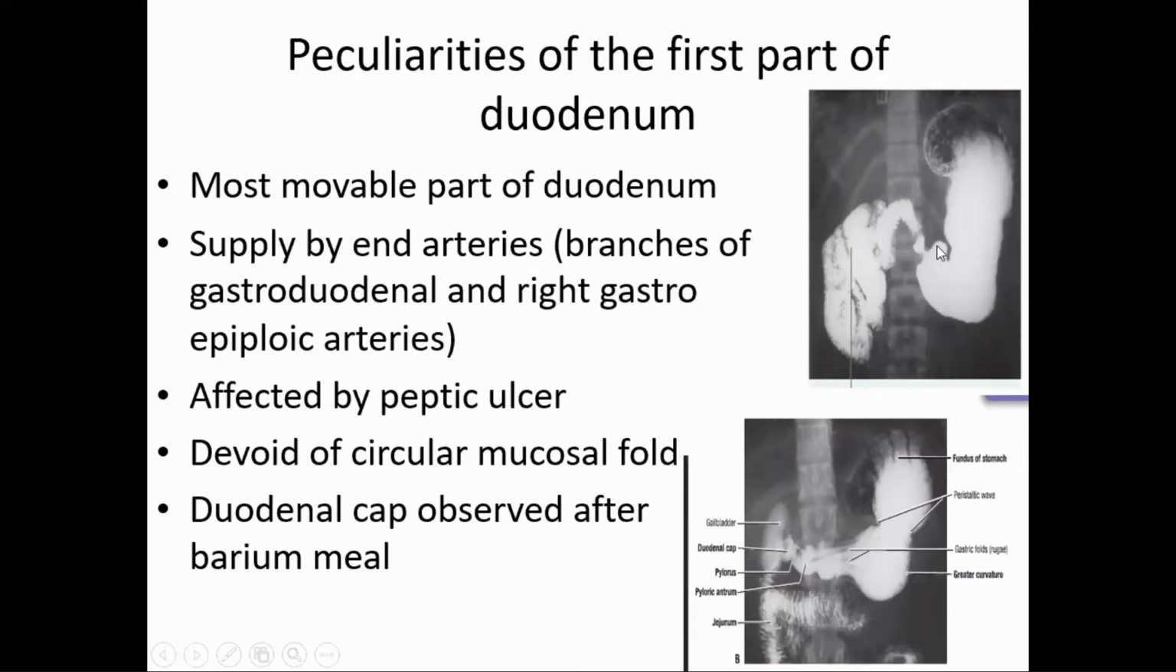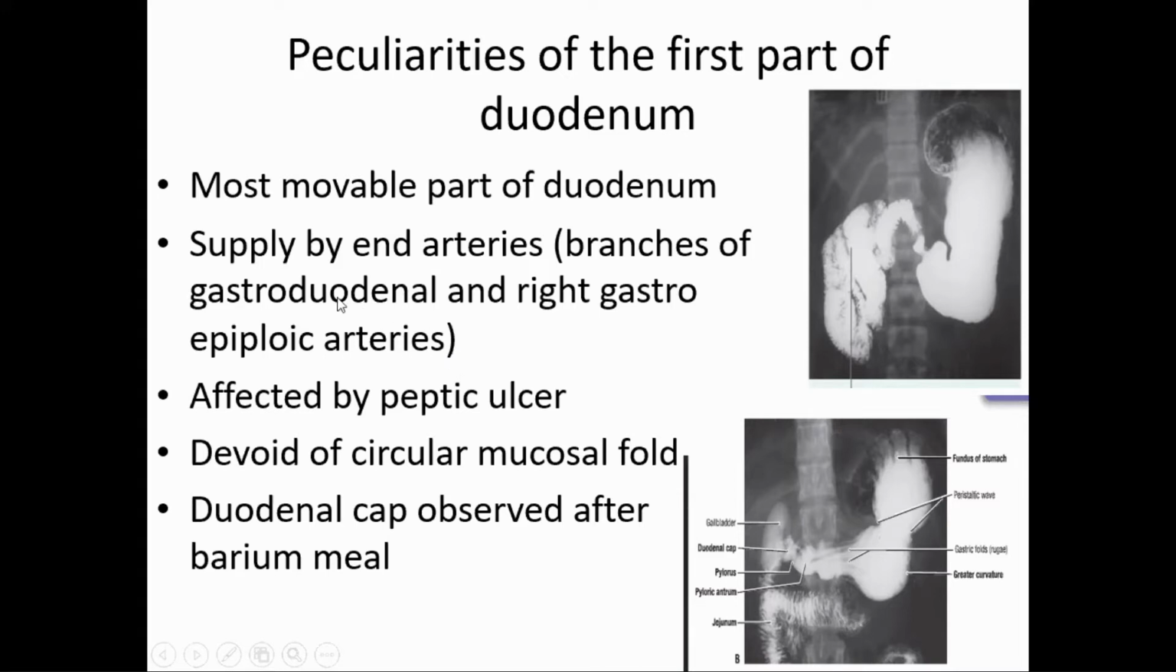So the first part of the duodenum is an intraperitoneal organ. We say that the duodenum is a fixed part, except the proximal part of the duodenum, which is more movable. Then this first part of the duodenum is supplied by the end arteries, by the branches of the gastroduodenal and the right gastroepiploic arteries.